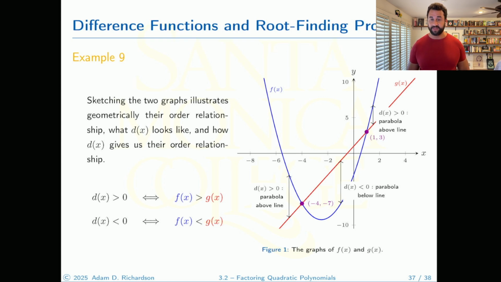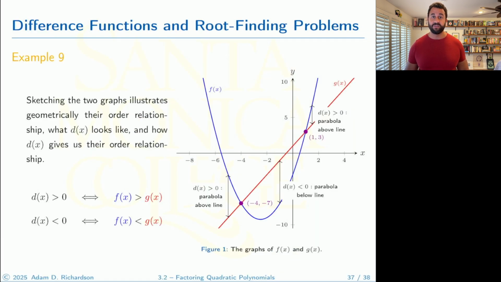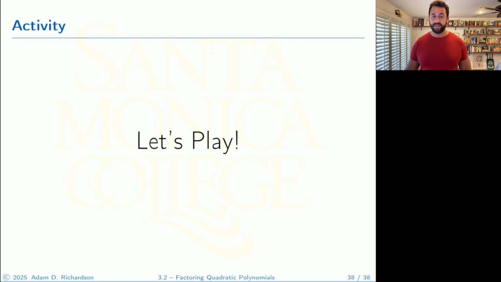And this is something that you're going to see when you get into Calc 1 and beyond. It's a technique that you just see over and over and over again. If you can convert your problem into a root finding problem, then you're set, you're golden, all right? All right, on that note, that's it.